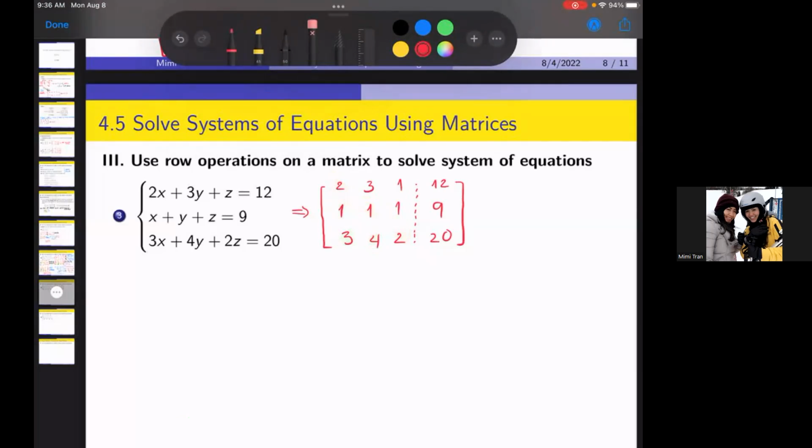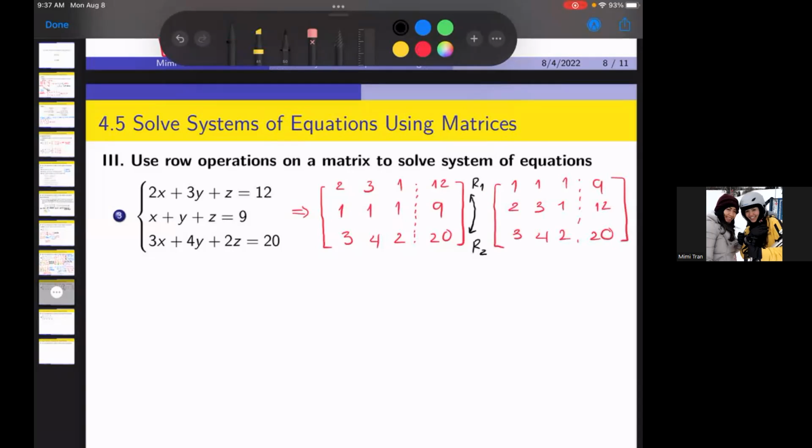So how do I get rid of this 1 here? You know, maybe it's best, it's kind of helpful to make that into a 1. Yeah, it's kind of helpful. So let's do that because you don't have to run into fractions. So R1 and R2 changing. 1, 9, 2, 3, 1, 12. 3, 4, 2, 20.